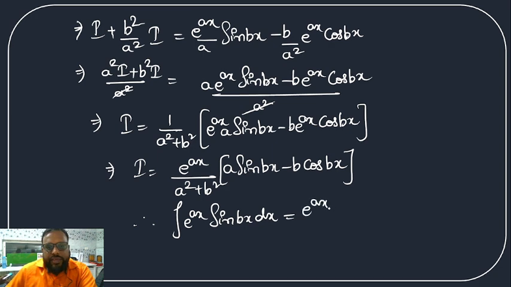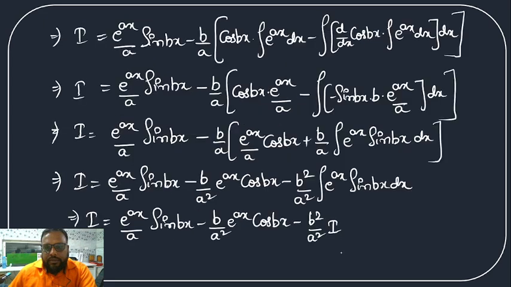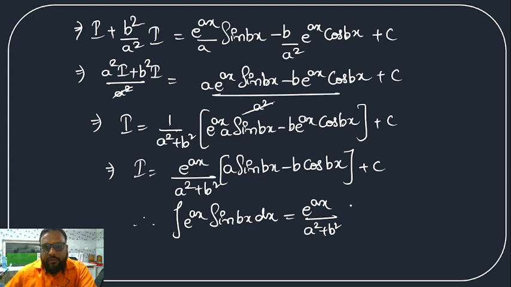This part will be e to the power of ax by a square plus b square. Of course, here we are having plus c also. So this part will be e to the power of ax by a square plus b square into a sin bx minus b cos bx plus c.